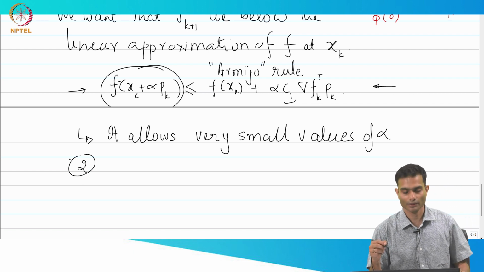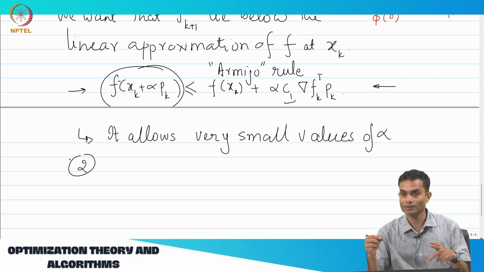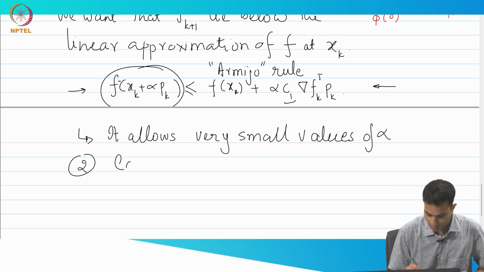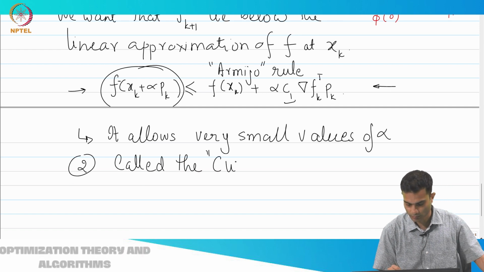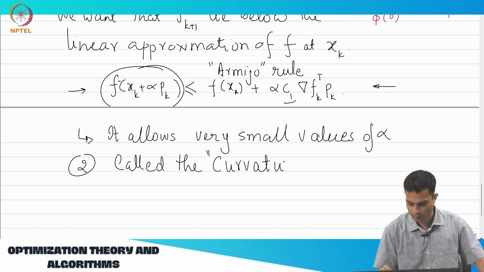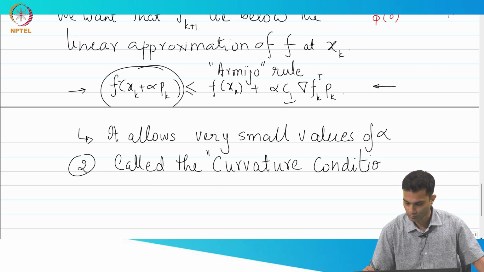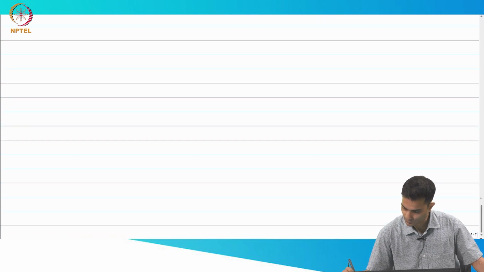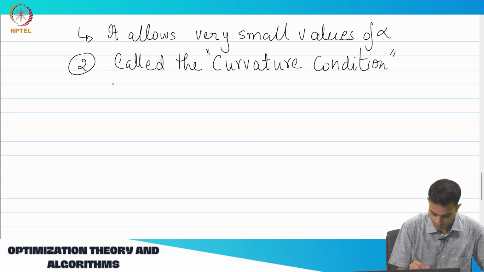So far, if you notice, the condition only depends on the function value. Understandably, the second condition looks at the derivative value. So, it is called the curvature condition. So, let us see what this curvature condition is. I am going to try to draw it first.